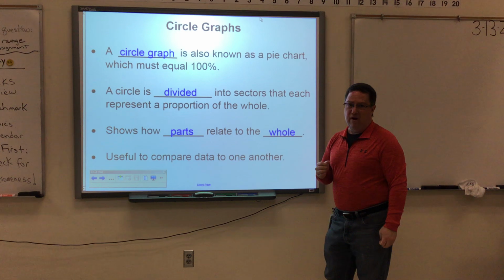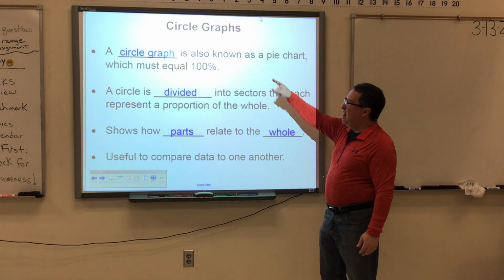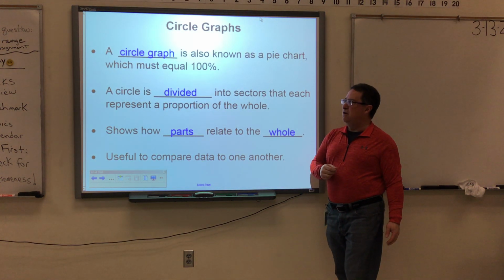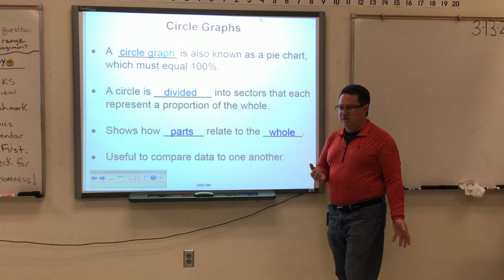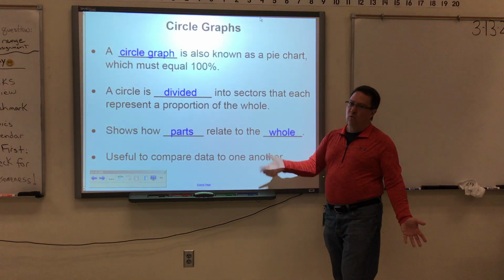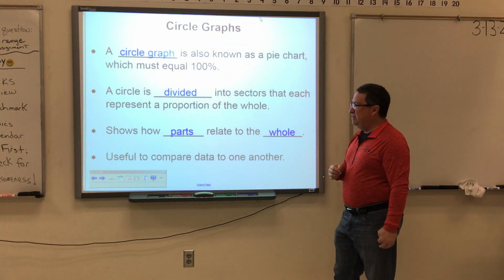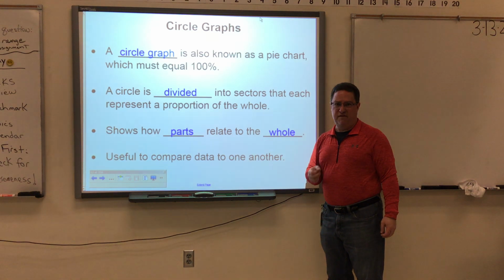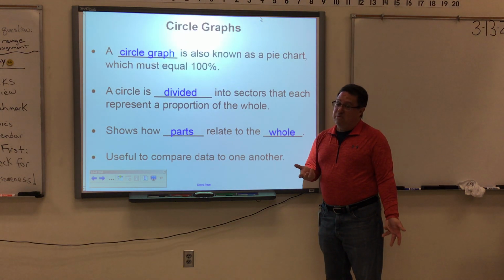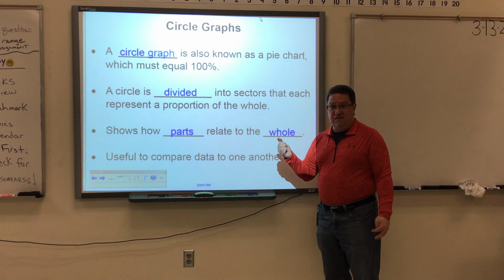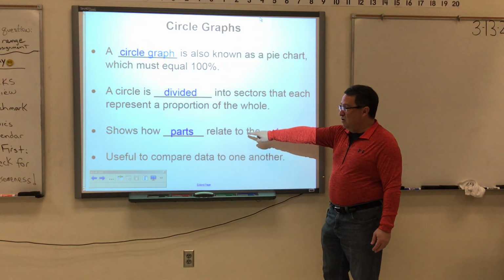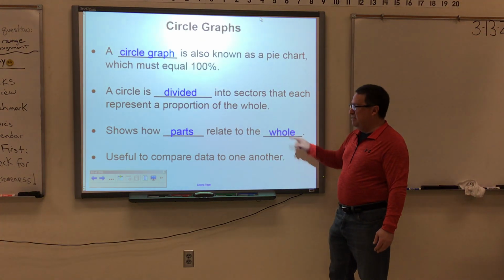We're going to talk about circle graphs first this week. A circle graph is also known as a pie chart, which must equal 100%. A full circle is 100%. The circle is divided into sectors that each represent a proportion of the whole. Some of you are going, hey, proportions, I remember that. Some others of you are going, proportions, I don't remember that. Hopefully if you don't remember, this will spark some of your prior knowledge. It shows how parts relate to the whole.